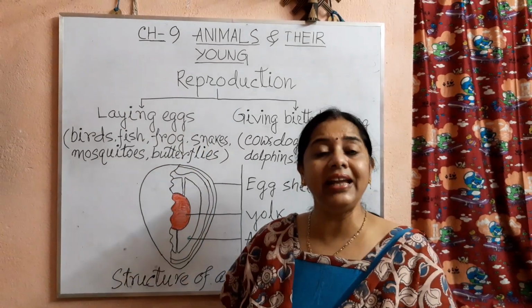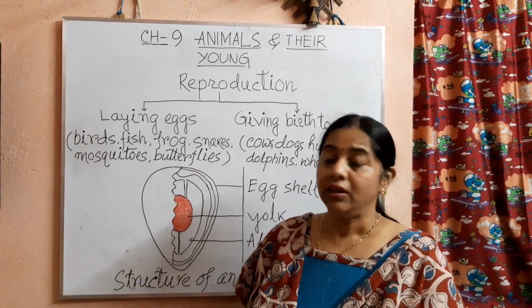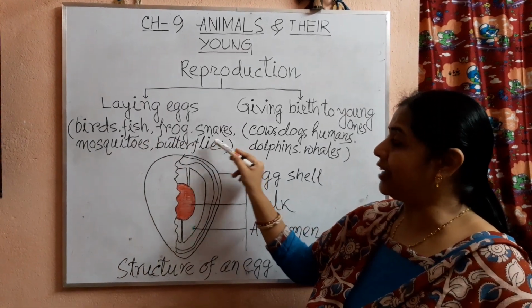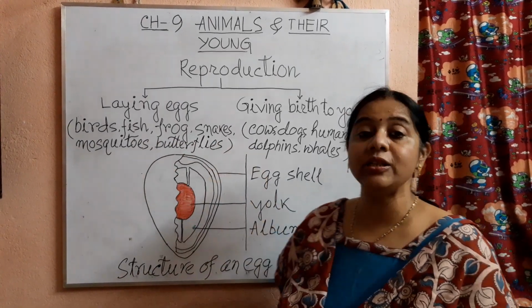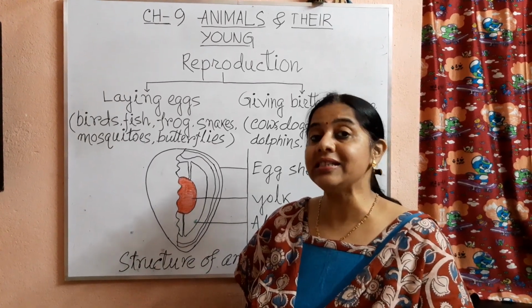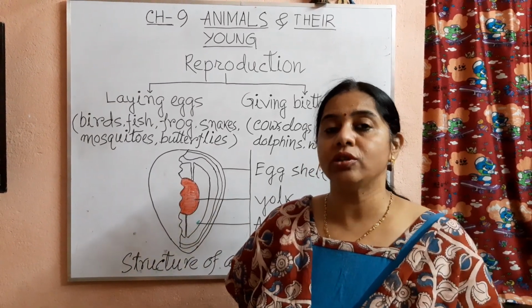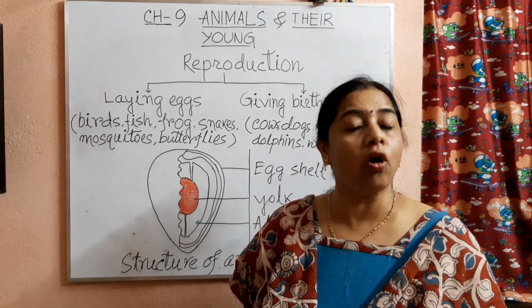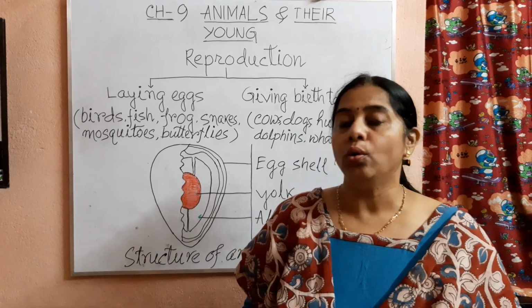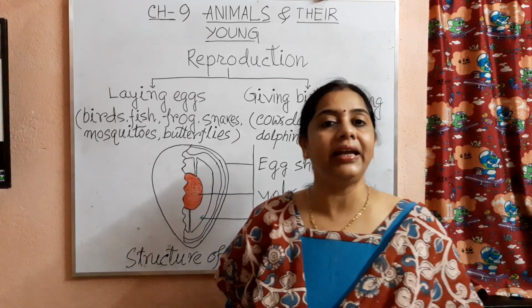There are some egg-laying animals. Students, birds, fish, frog, snakes, mosquitoes, butterflies, bees, crocodile, lizards. These animals produce their babies or produce their young ones by laying eggs. So, these are known as egg-laying animals.